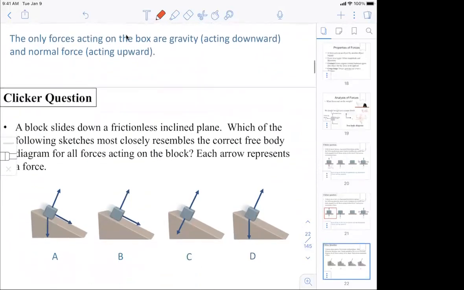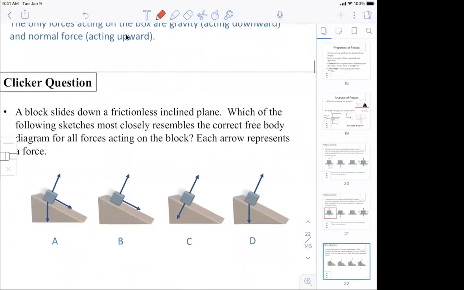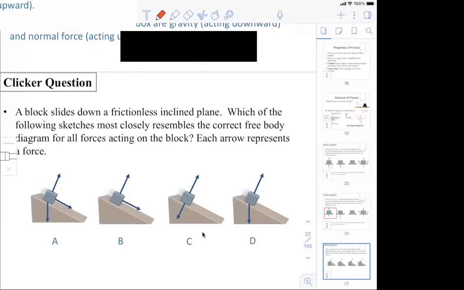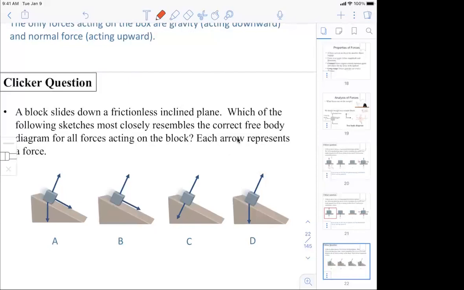Okay. Now I have another question. I don't have the answers for this one, so you have to figure it out. A block slides down a frictionless inclined plane, a ramp. So basically it's smooth, frictionless, it's a ramp. Which one of these represents the forces on the block? Okay. I will put the poll up, and if you couldn't see the poll, hopefully this time it will show up for you. So now the poll has started. See if it shows up.